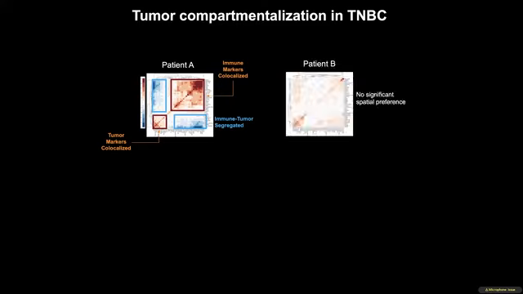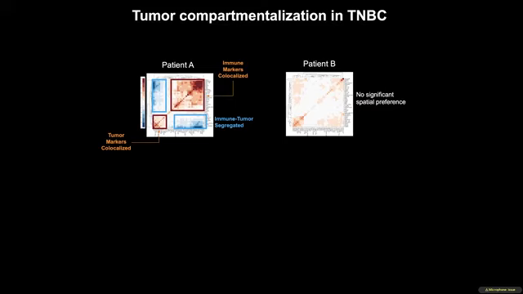And what you see is that essentially immune markers spatially co-localize together more often than not in this particular patient, whereas tumor markers tend to co-localize together as well. But immune markers and tumor markers seem to almost have a preference to be spatially segregated from one another. And this was not the case in every patient. So, for instance, in patient B, you can see that there doesn't really seem to be much of a preferential spatial enrichment pattern.